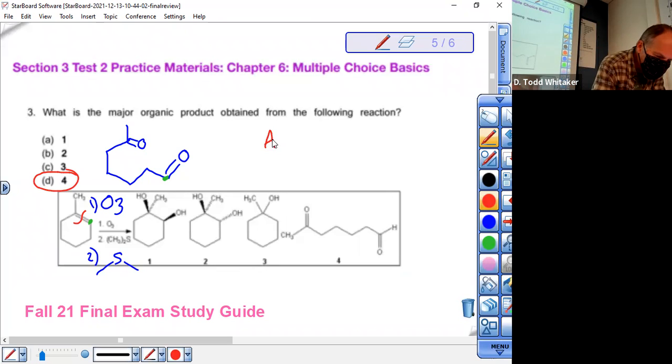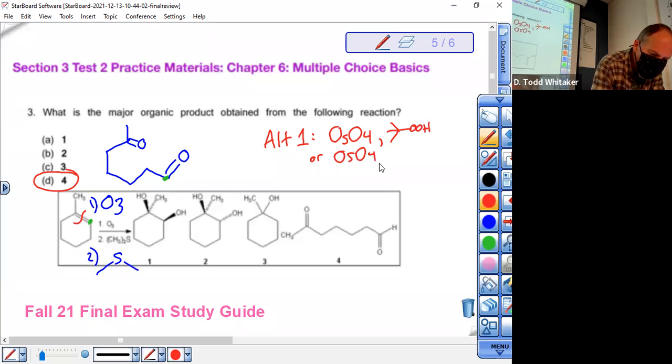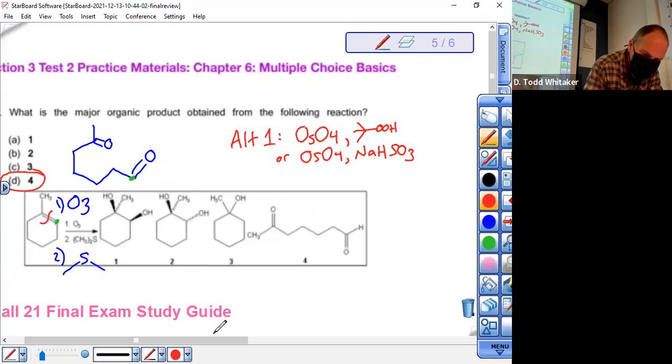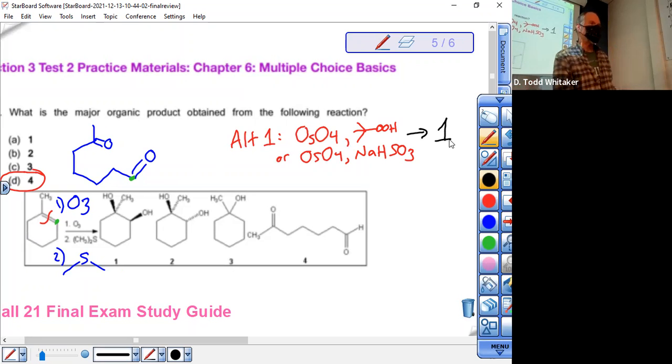Alt 1 would use these chemicals. OsO4, comma, tert-butyl OOH, or OsO4, comma, NaHSO3, and they will give product 1. So that would be the right answer if these were the chemicals over the arrow.